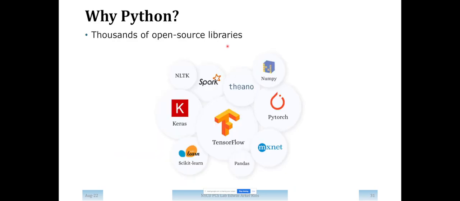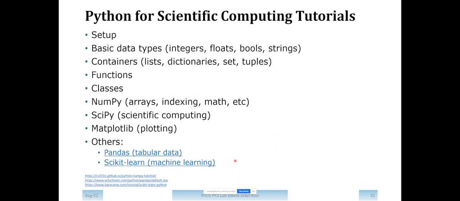So it's very convenient. And then another big advantage of Python is that there are a lot of open source libraries. Here are some things for deep learning. Then you have NumPy, which is for scientific computing, Spark for distributed computing, NLTK, Scikit-learn, Pandas, which is for tabular data. And there are a lot of other libraries for, I don't know, a lot of things basically.